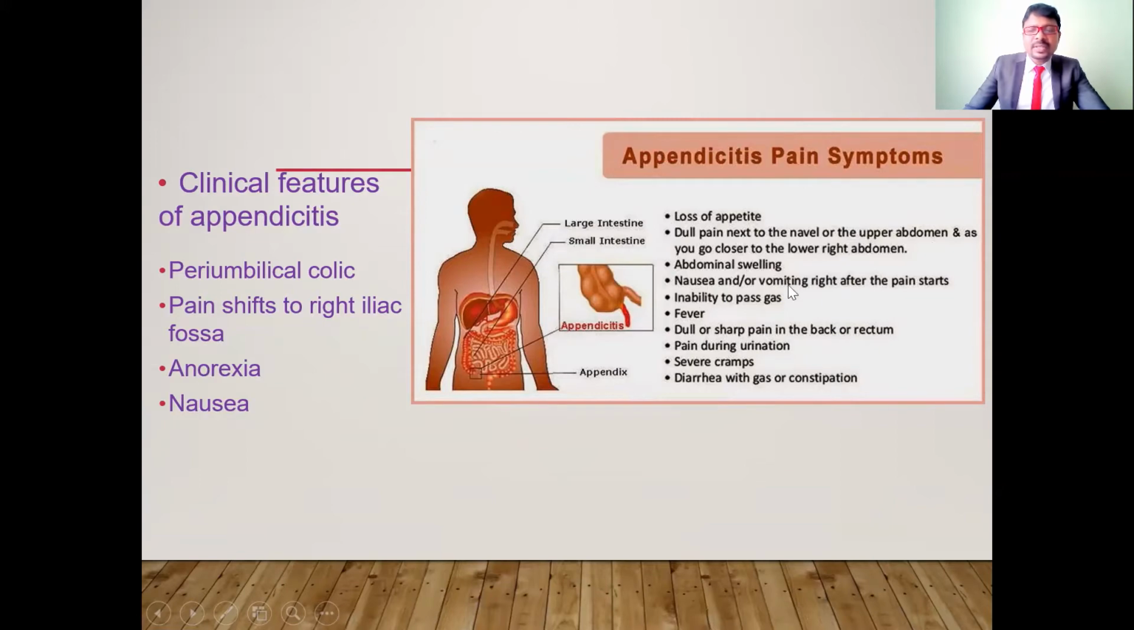The pain then goes to the right abdominal region, shifting to the right iliac region, and they also get nausea and vomiting. The main thing is inability to pass gas, because of abdominal distension and inflammation of the appendix. Low-grade fever may occur, with dull sharp pain in the back and rectum region, pain during urination, severe cramps, and diarrhea with gas or constipation. These are the symptoms of appendicitis.